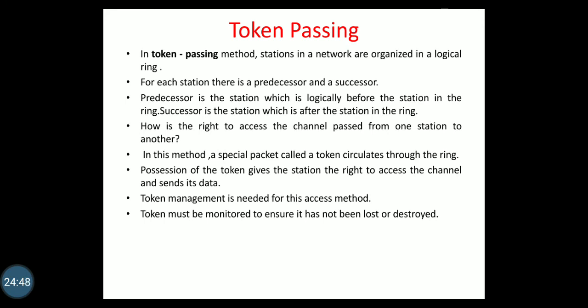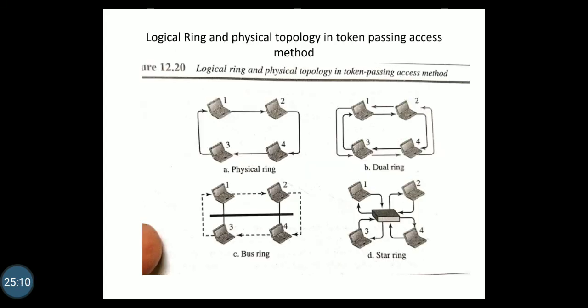Then there is one more function of token management, which is to assign priorities to the stations and to the types of data being transmitted. Token management is needed to make low priority stations release a token to high priority stations. Next we'll discuss the logical ring.